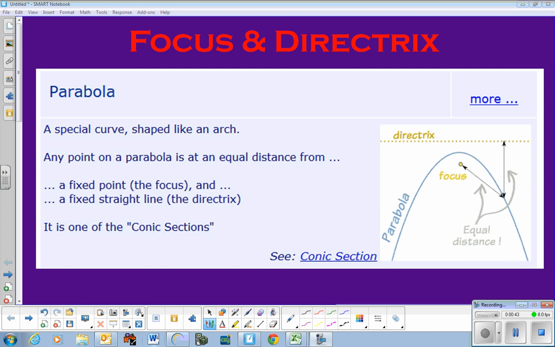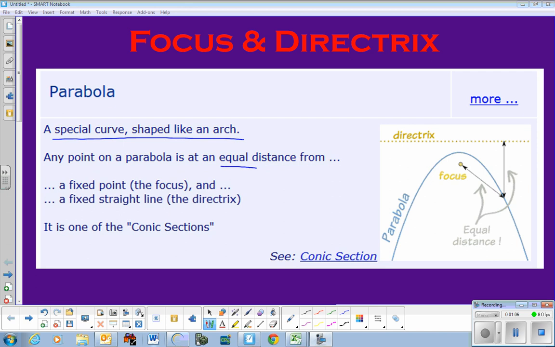Technically, the skills you need to find today are the focus and the directrix of a parabola. So let's figure out what those are and how to find them. First of all, it's a special curve shaped like an arch. But like I said, not every arch-shaped thing is a parabola. If it's going to be a parabola, it has to follow these characteristics.